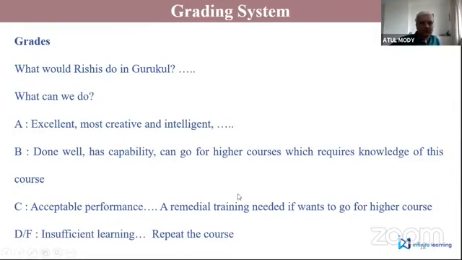Now, where do marks figure here? Nowhere. This is just a criteria, and a teacher is the best judge to decide how students should be graded. So there is no need for marks.